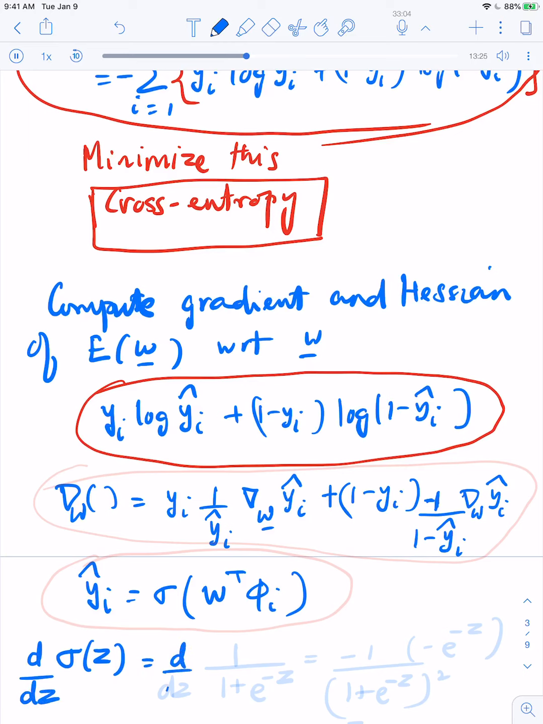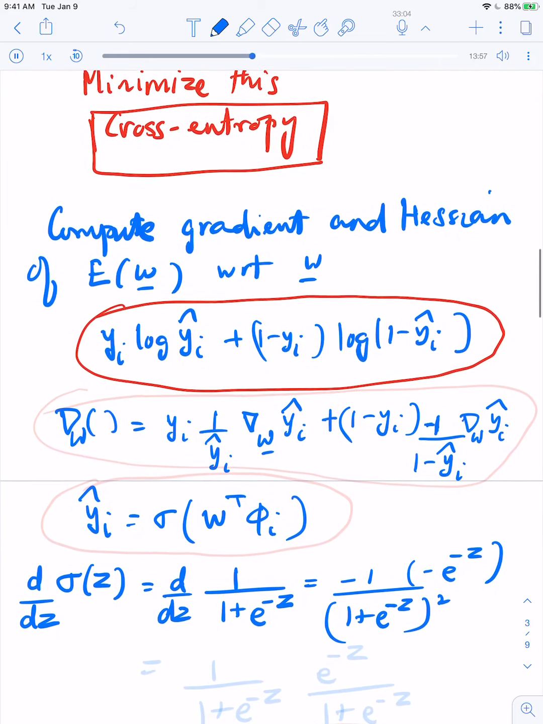So that's d by dz. Let's write down the logistic function. It's 1 plus e to the minus z in the denominator and 1 in the numerator. And so when I differentiate that, I'll get minus 1 over 1 plus e to the minus z squared when I differentiate with respect to 1 plus e to the minus z. And then when I differentiate 1 plus e to the minus z with respect to z, I'll get minus e to the minus z, right? That's what I get.